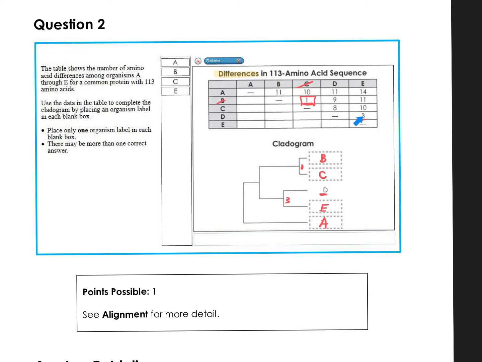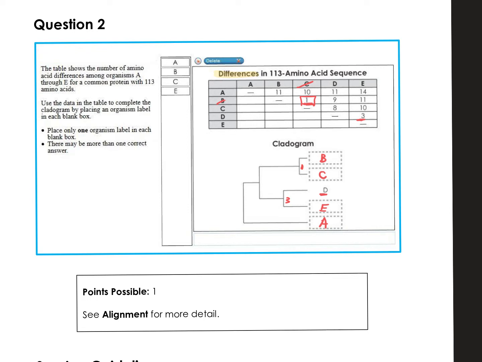D and E share 3 differences. There are 3 differences between them, so they're very closely related. But then you look at B and D, and between B and D there's only 9 differences. That's a lot smaller than 14, like between A and E. So all this makes sense. This is the best arrangement that you can make using this one chart.